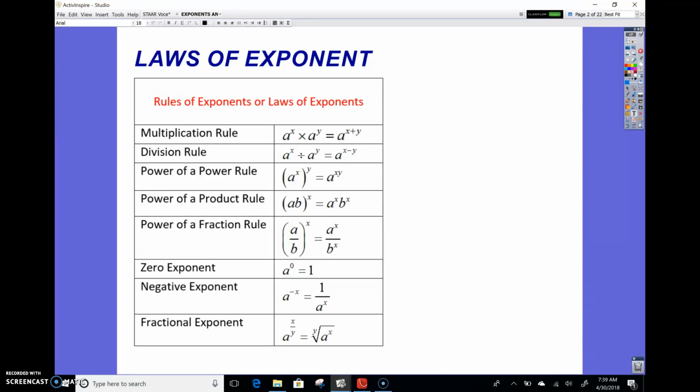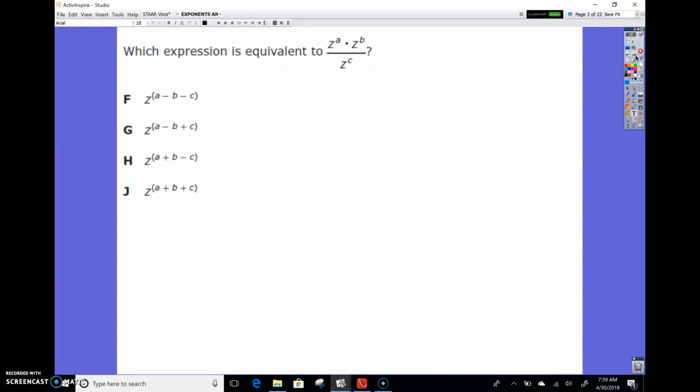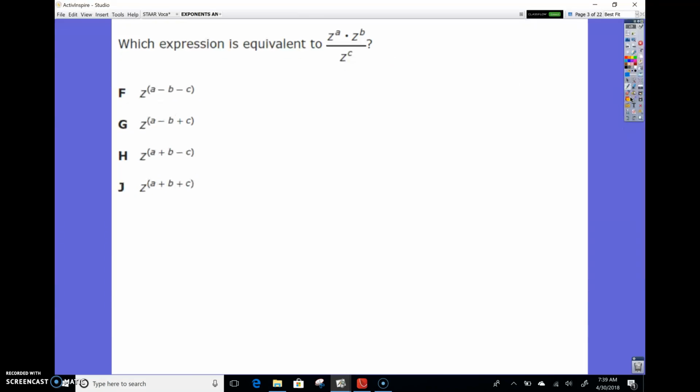Alright, it asks which expression is equivalent. Remember, the bases are all z. What do you do when you multiply? You're supposed to add, right? A plus b. What do you do when you divide? You're supposed to subtract, so it should be minus the c. A plus b minus the c.